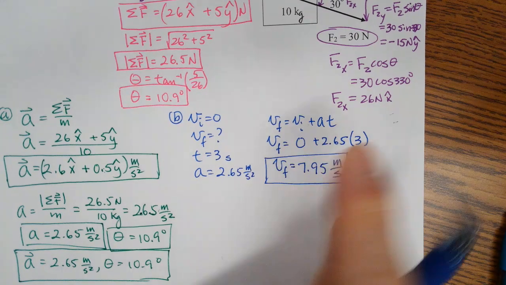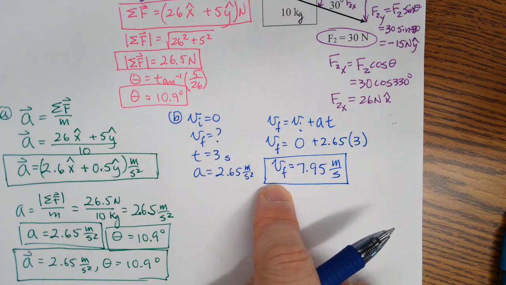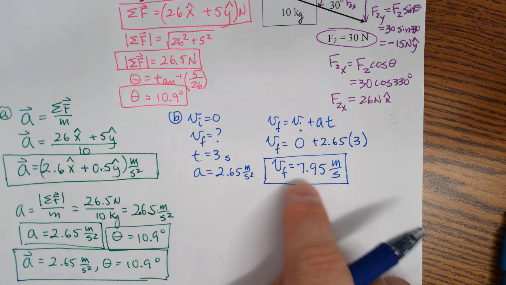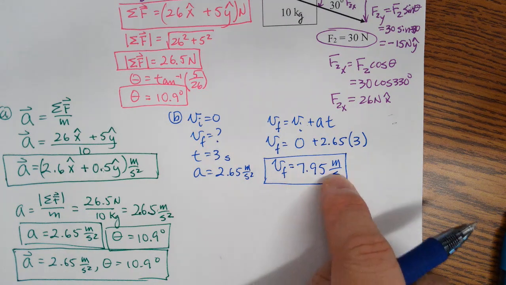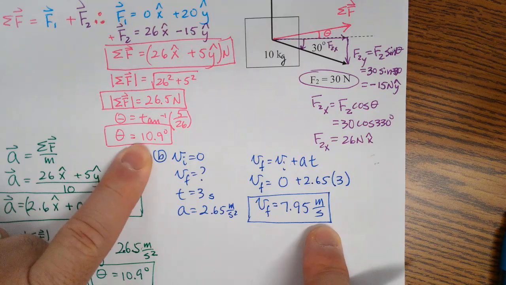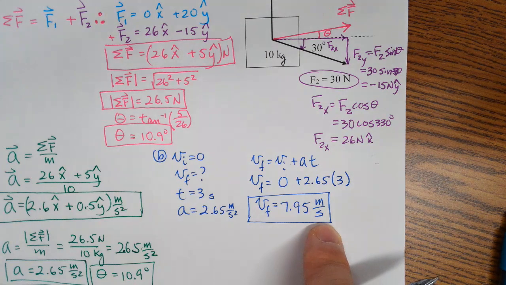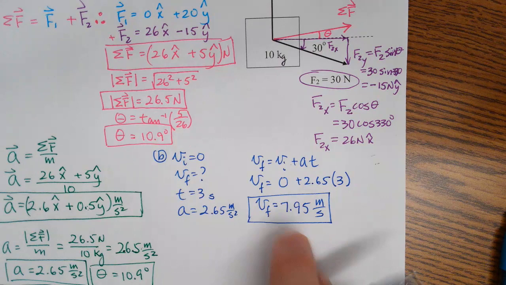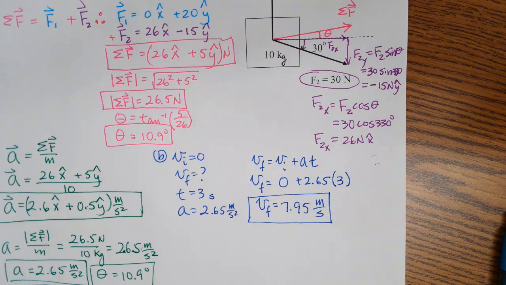Now, if they were to ask you what's the velocity of this thing, then it is 7.95 meters per second, 10.9 degrees. But if they're asking for the speed of it, it's just 7.95 meters per second.